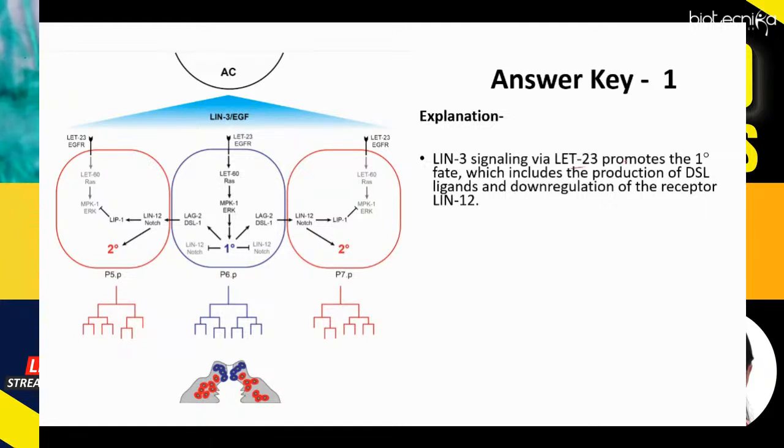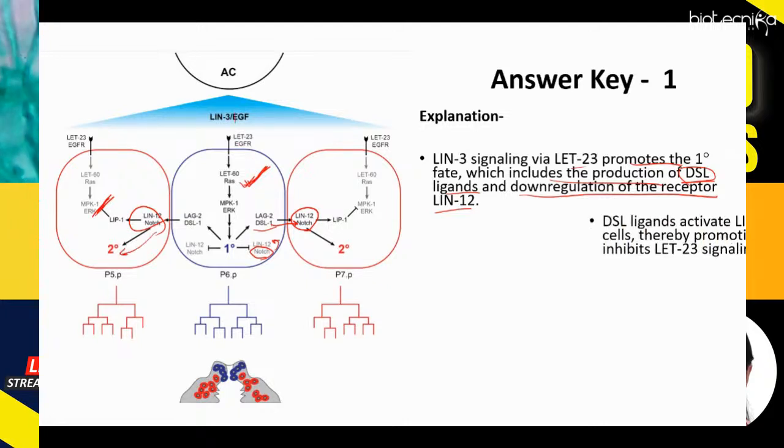Lin3 signaling via LET23 promotes the primary fate, which induces the production of DSL ligands. DSL is the Delta signal, and downregulation of the receptor. The signal is named DSL, and the receptor, which is Notch, its name is Lin12, which is the Notch receptor, and DSL is the signaling type. You can see DSL is giving signal to the nearby cell. The Notch is receiving it, and that is why it is suppressing the primary fate. So you can see it is inhibiting the primary fate, which is generally activated in the central cell, and that is why it is going for a secondary fate.